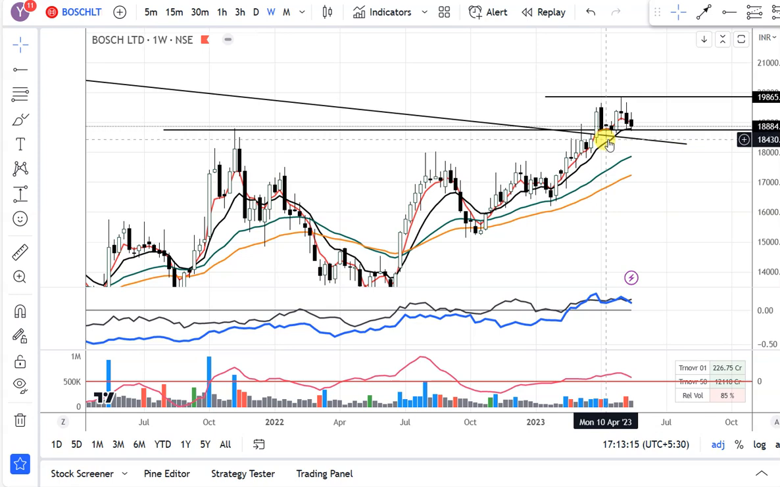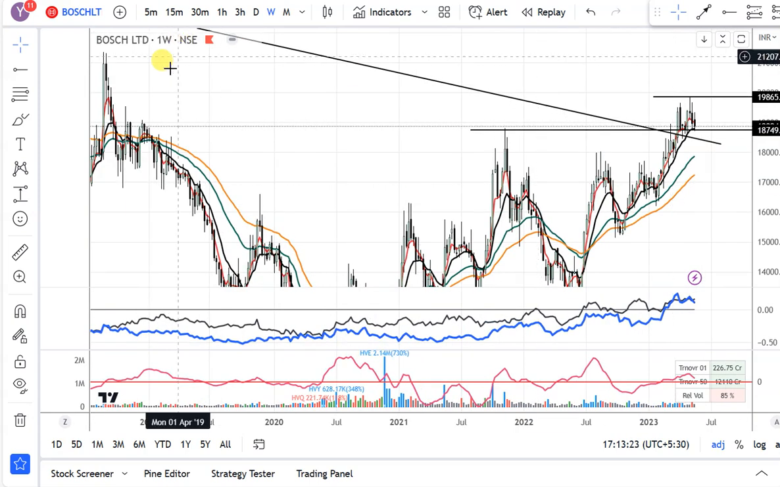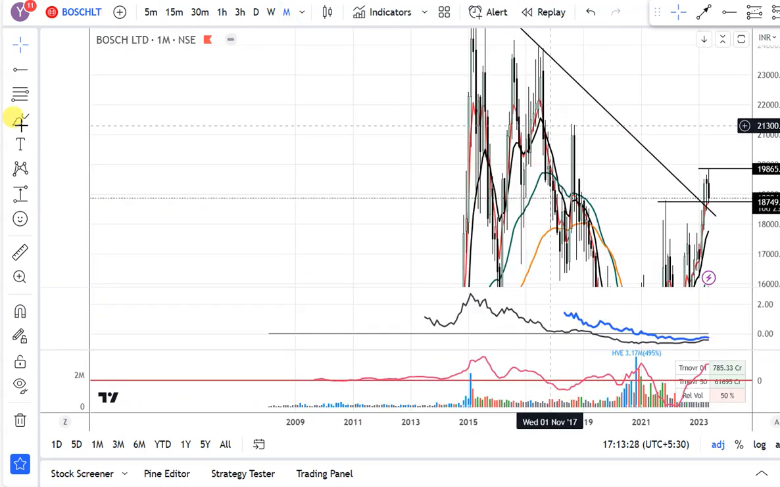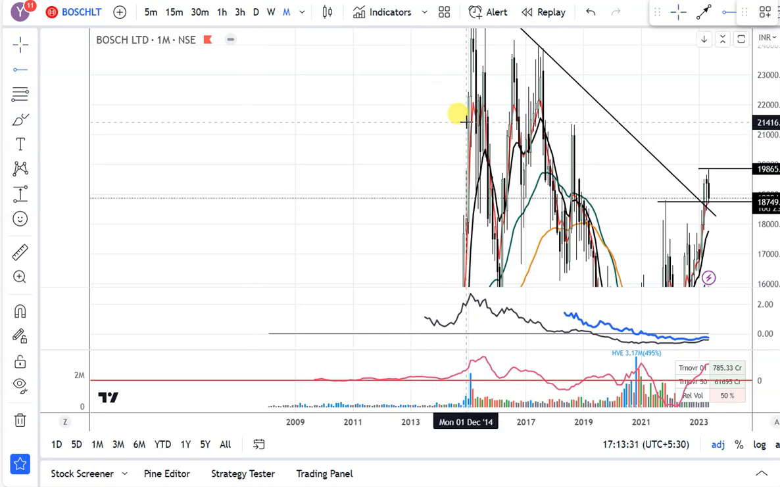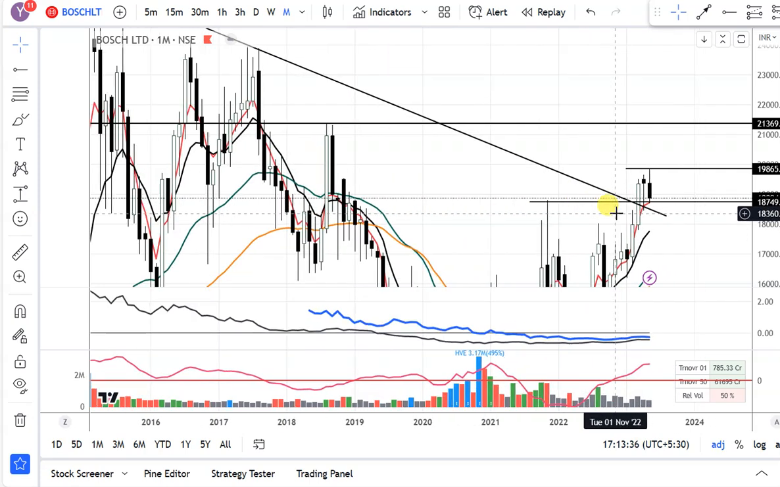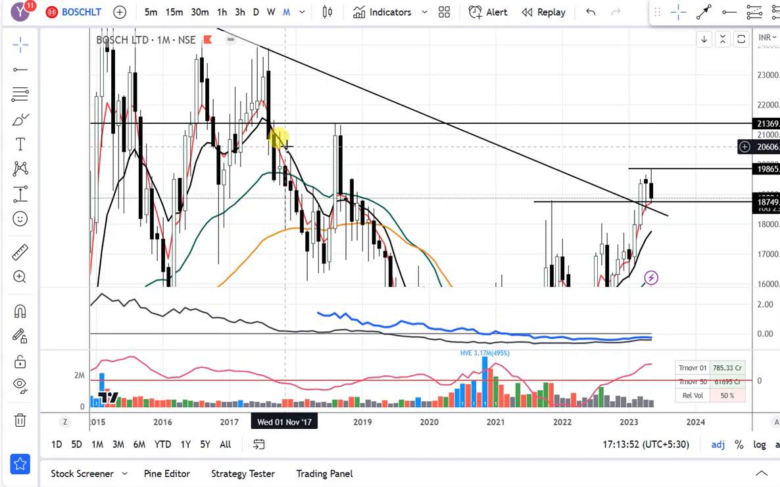19,888. If it goes above that, then there is a possibility the stock will give us a rally till the next resistance area, which is 21,370 rupees. So keep it in mind, guys. Bosch looks good above 19,888 rupees, and weakness below 18,475. And if it catches the strength, then it has the capacity to give a follow up till 21,370 rupees.